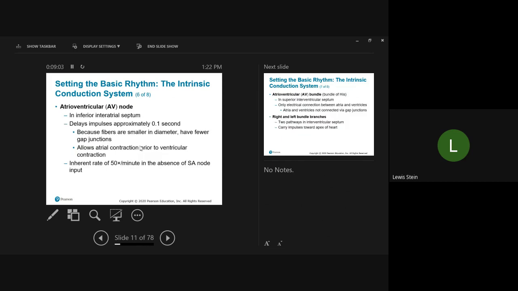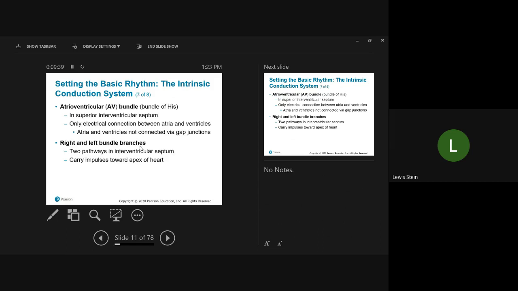Okay. The AV node in the interatrial septum, approximately a tenth of a second. Fibers are smaller, fewer gap junctions. Make sure the atria contracts. It could take over if someone has damage to the SA node, but 50, perhaps a max of 60 beats per minute is insufficient for you to do a whole lot. You have effectively no reserve. The only things you could do would be very, very sedentary things. It would be very hard for you to stress it at all. You just couldn't have the capacity to do that.